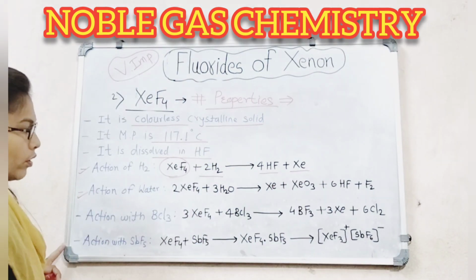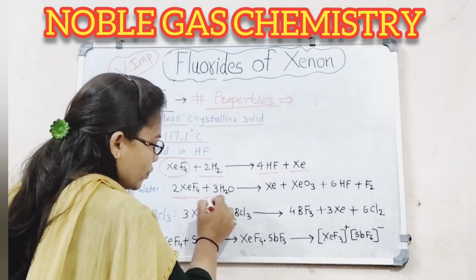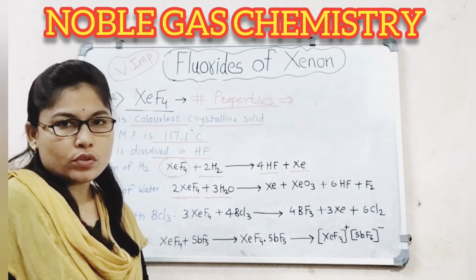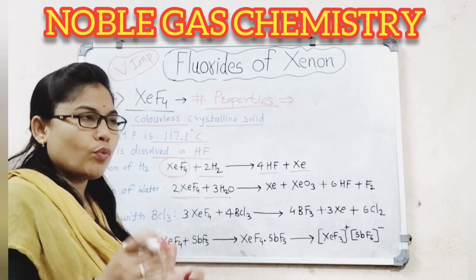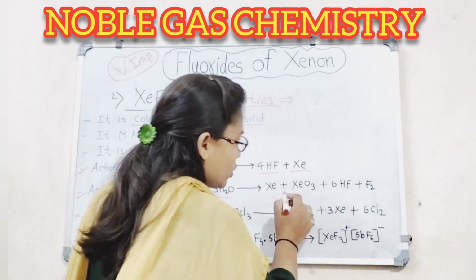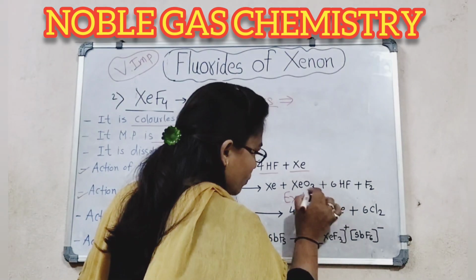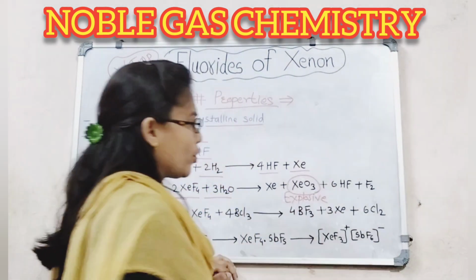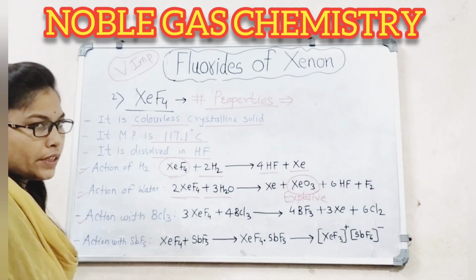Then action of water. When xenon tetrafluoride reacts with water, it undergoes a disproportionation reaction. Disproportionation is a type of redox reaction, and it gives highly explosive xenon trioxide.